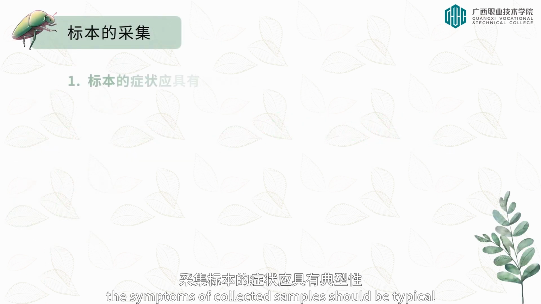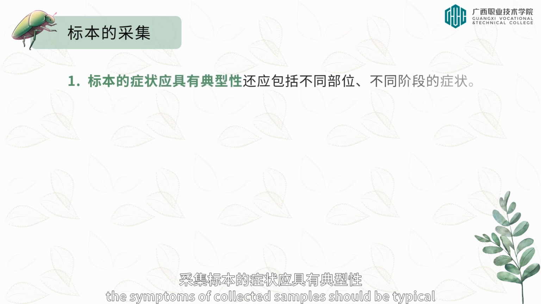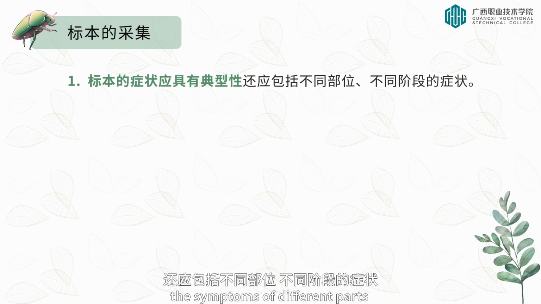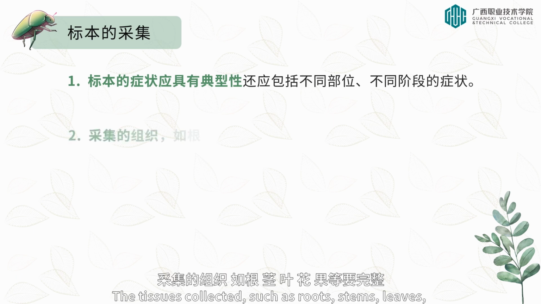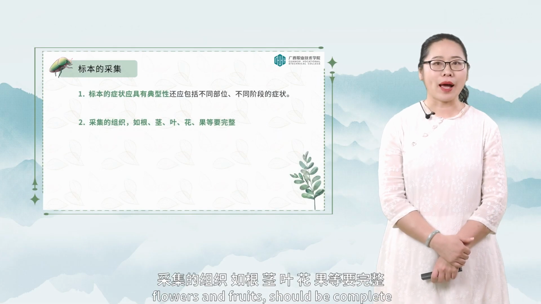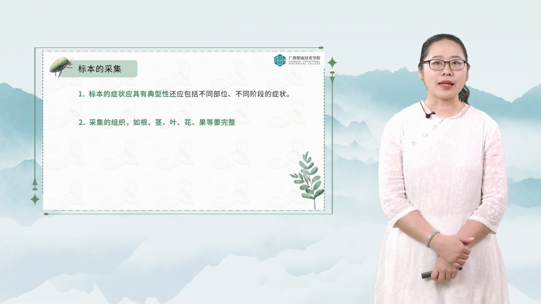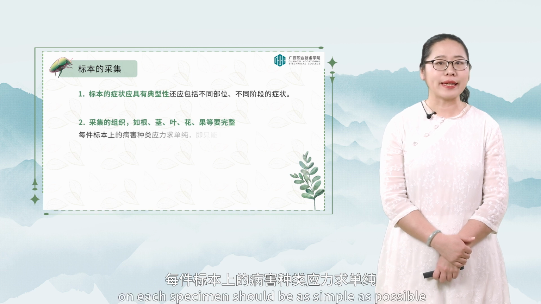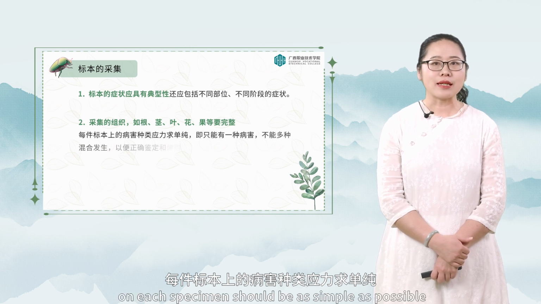The symptoms of collected samples should be typical. The symptoms of different parts and different stages should also be included. The tissues collected, such as roots, stems, leaves, flowers, and fruits, should be complete. The types of disease on each specimen should be as simple as possible.